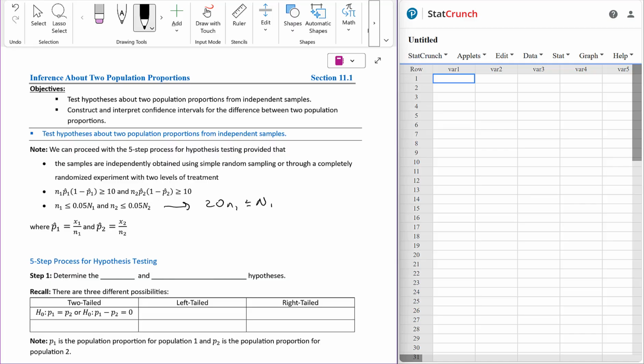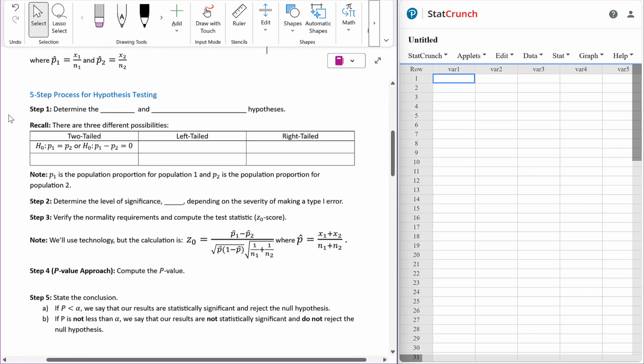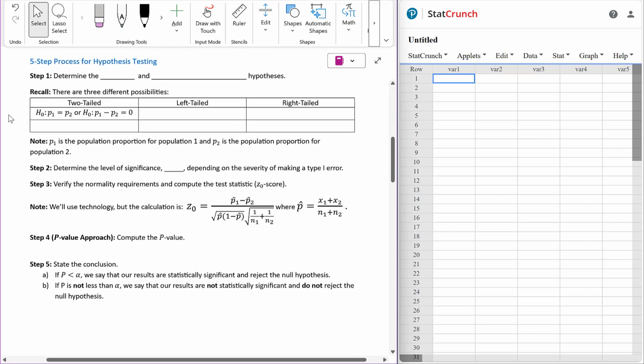All right, and p hat sub 1 is equal to x sub 1 over n sub 1, p hat sub 2 is equal to x sub 2 over n sub 2. Still, our sample proportion is equal to our number of successes over our total sample size. We just have 2 groups now instead of 1. So assuming those are met, we can do our 5-step process for hypothesis testing.